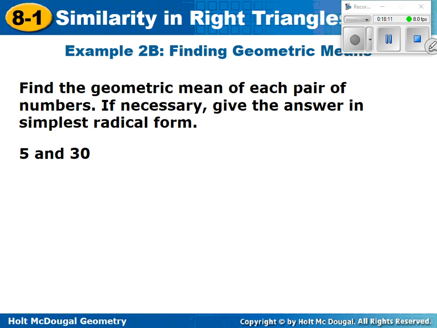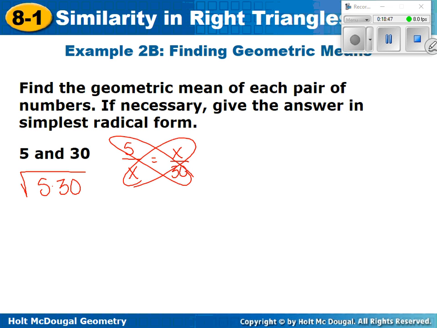This question just says, find the geometric mean of the pair of numbers. Again, I'm going to tell you, you could write a proportion, but you don't have to every time. If I wrote a proportion, 5 and 30 would go in the extremes spot. And I'm looking for the geometric mean, which would be the same number, so it goes in the means spot. But I don't need to do that and then cross multiply. I can go straight to the definition. The definition says the geometric mean is the product of the two numbers, take the square root. How would we always leave our answers?